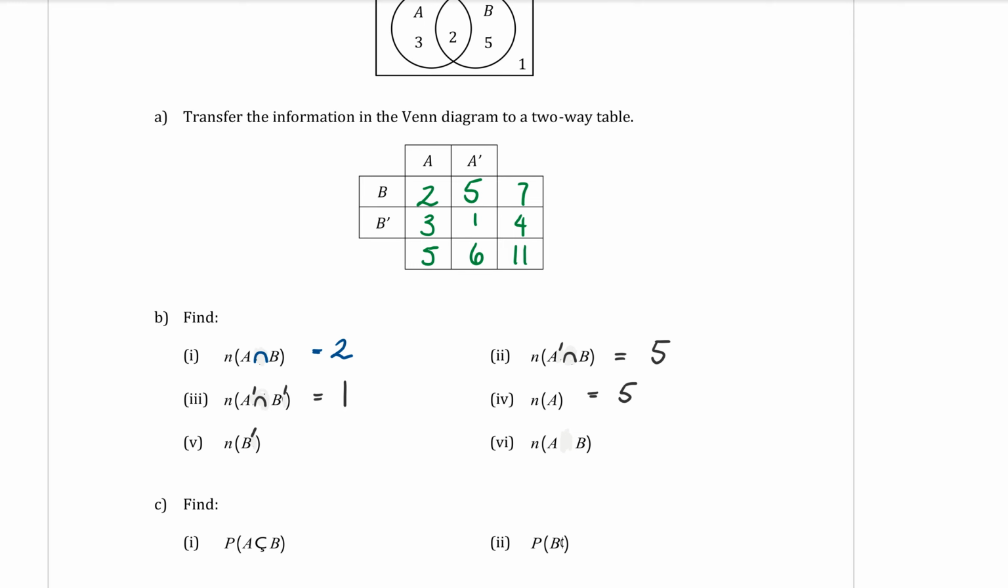And number of elements in A, what is that symbol? Or B. Which means it could have either. It needs to have A or it needs to have B. It doesn't have to have both.